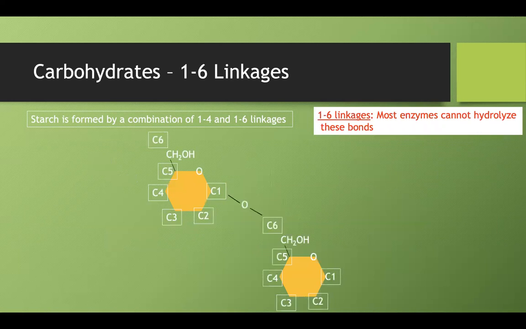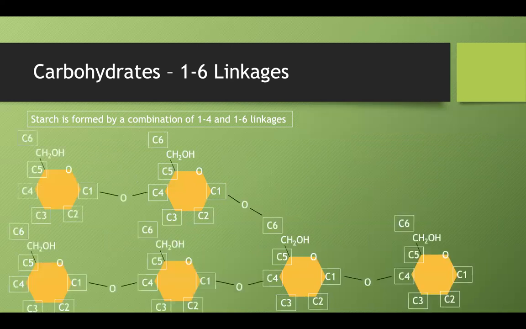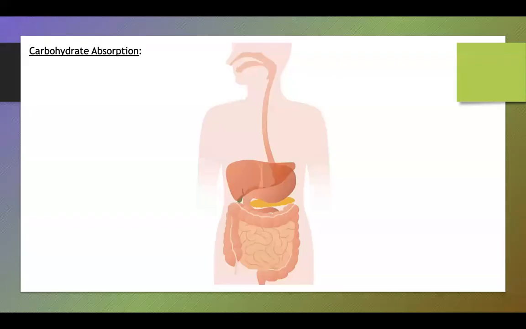So this would be an example of a 1,6 linkage, and you can imagine starch would exist as a combination of 1,4 and 1,6 linkages. So how carbohydrate absorption works is that first we consume starch. In our mouth, we can break it down in 2 ways.